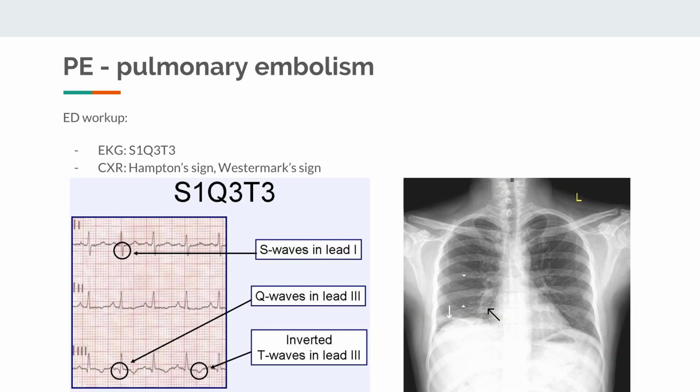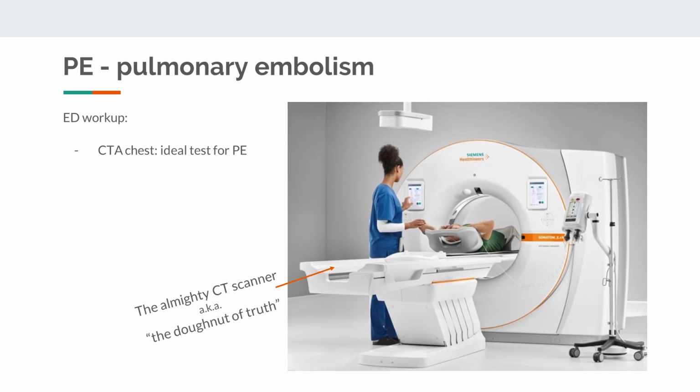By the way, there are certain changes that may be picked up on the EKG and chest x-ray of patients with a pulmonary embolism, known as S1Q3T3 and the Hampton sign and the Westermarck sign respectively. But they're not always present even in patients with a PE, and they can be super subtle and easily missed. So the absolutely best way of diagnosing a PE is with a CT angiogram of the chest, which is a CT scan of the chest where contrast dye is utilized to visualize the pulmonary arteries.